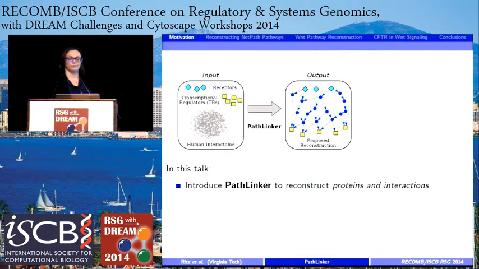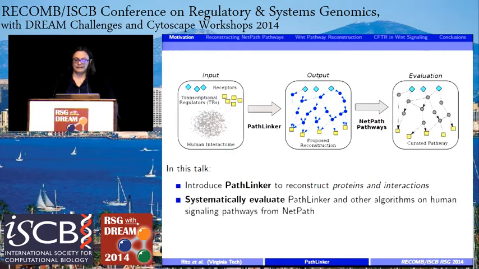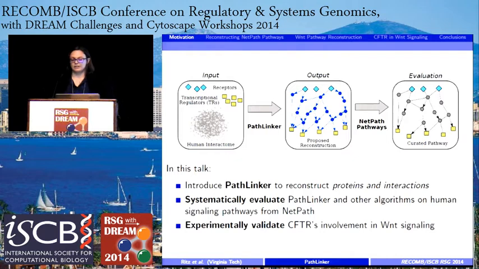Now, if you think about this problem formulation, it's very similar, in fact identical to a classic sources to targets graph theory problem. Right? We have two sets of nodes, and we simply want to find a network that connects them. There are many algorithms that do this, and many have been applied to signaling data. However, they tend to not perform very well in this pathway reconstruction problem. And so we have actually done a quantitative evaluation of these algorithms on a number of human signaling pathways from the NetPath signaling database. Finally, I'm going to talk about one of our results in the Wnt signaling pathway reconstruction and some experimental work there.